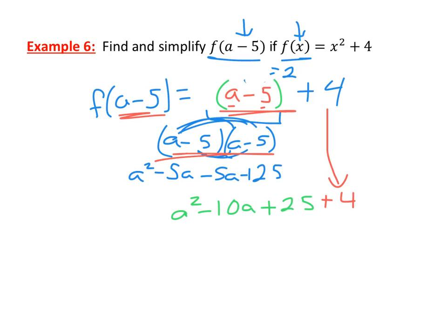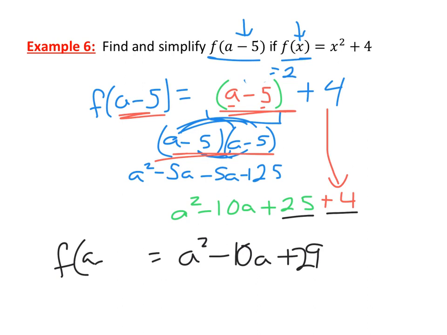Lastly, I'm going to try to combine addition and subtraction. So a squared minus 10a, and then these two are like terms, so plus 29. So we get that f of a minus 5 is equal to a squared minus 10a plus 29.